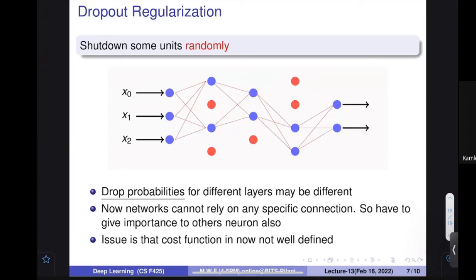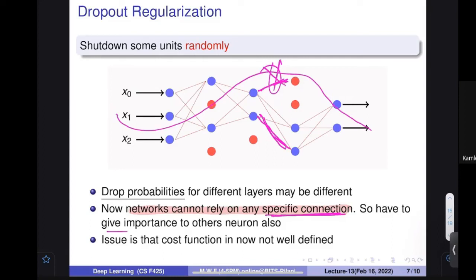So ultimately the network cannot rely on any specific connection. There are multiple connections. Earlier, because this value was very high, the network, every time it computed things, was using this particular way only. But now that is not possible, because this particular thing has been shut down and we have to update the weight somewhere else. And if that weight becomes larger, then this loses its supremacy.